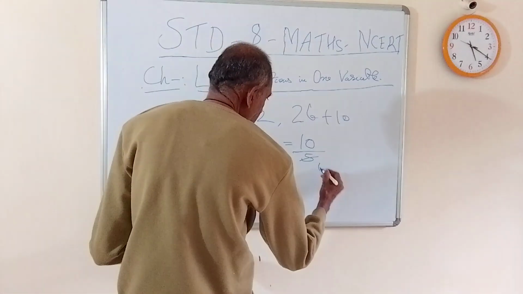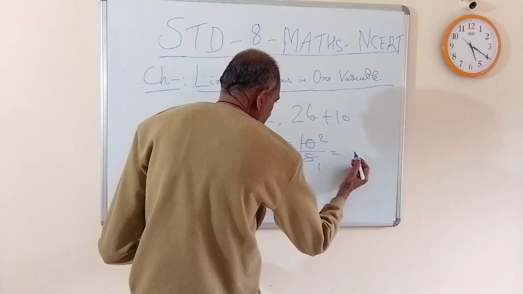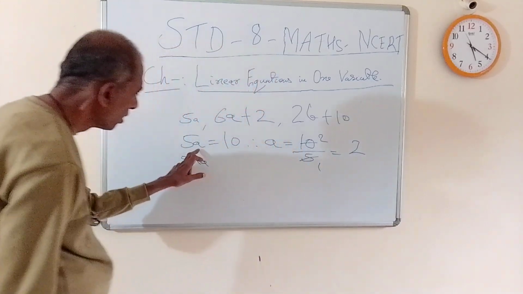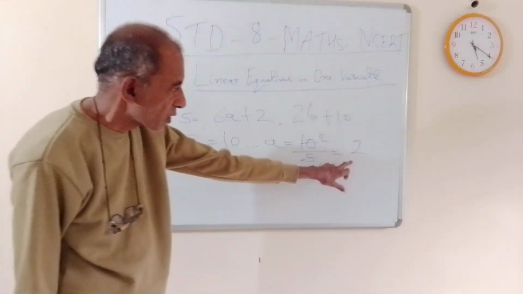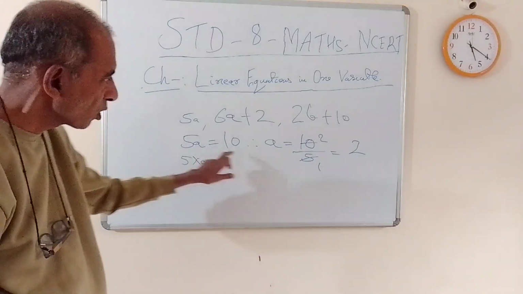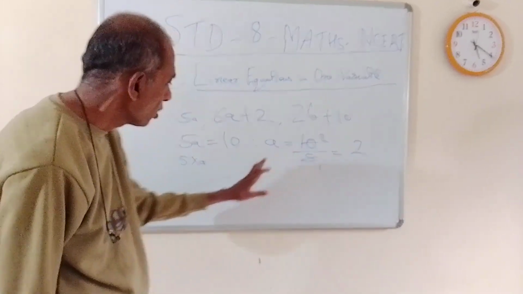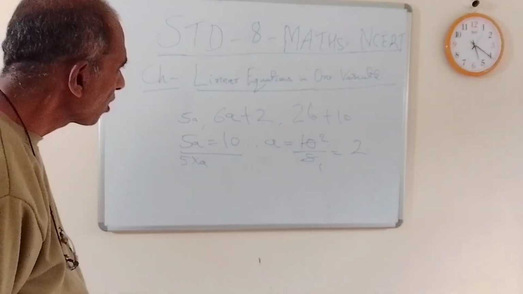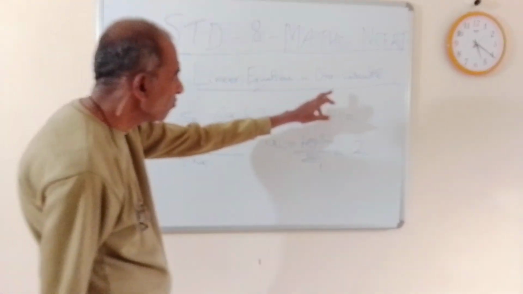So we get 5 ones are, 5 twos are. What we get is the value of a is equal to 2. That means 1 apple is costing 2 rupees. Therefore, 5 apples are costing 10 rupees. So this is an example of a linear equation in one variable.